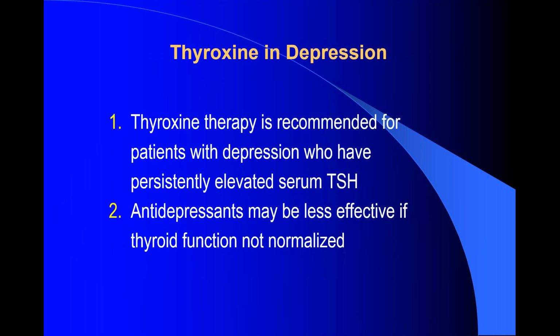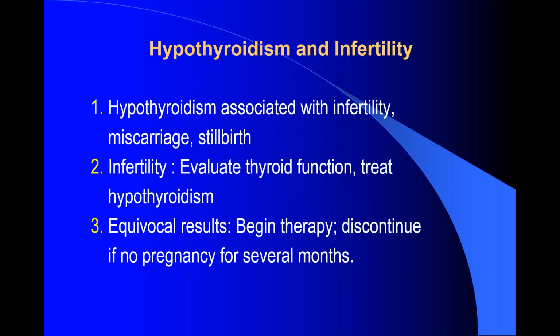So thyroxine in depression: you will see that thyroxine therapy is recommended for patients with depression who have persistently elevated serum TSH. So for psychiatric patients also, it is required to work up TSH. Then antidepressants may be less effective if thyroid functions are not normalized. So you have to take care of this.